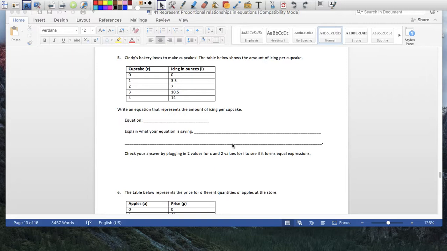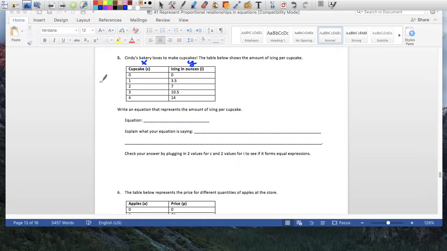Cindy's Bakeries loves to make cupcakes. The table below shows the amount of icing per cupcake. So I'm just going to put an x here. This is going to be my y, right? So write the equation that represents the amount of icing per cupcake.